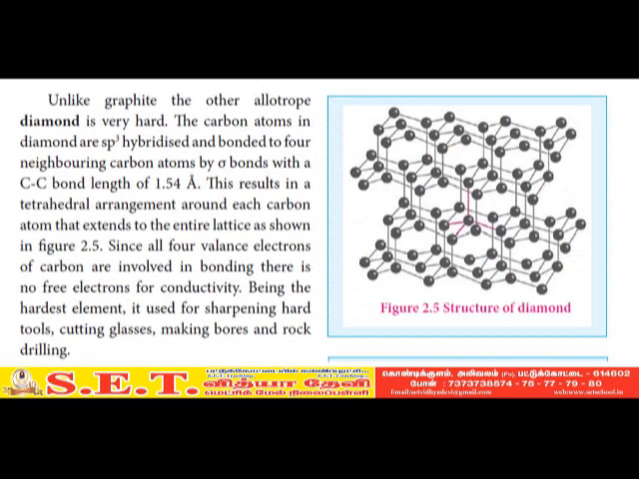Next one, we are going to learn about diamond. You know very well about it, it is a familiar thing. Diamond, unlike graphite, among the other allotropes, is very hard. Diamond is not like graphite. First point you have to keep in your mind. Second point, it is very hard. Third point, the carbon atoms in the diamond are in the sp3 hybridized state.